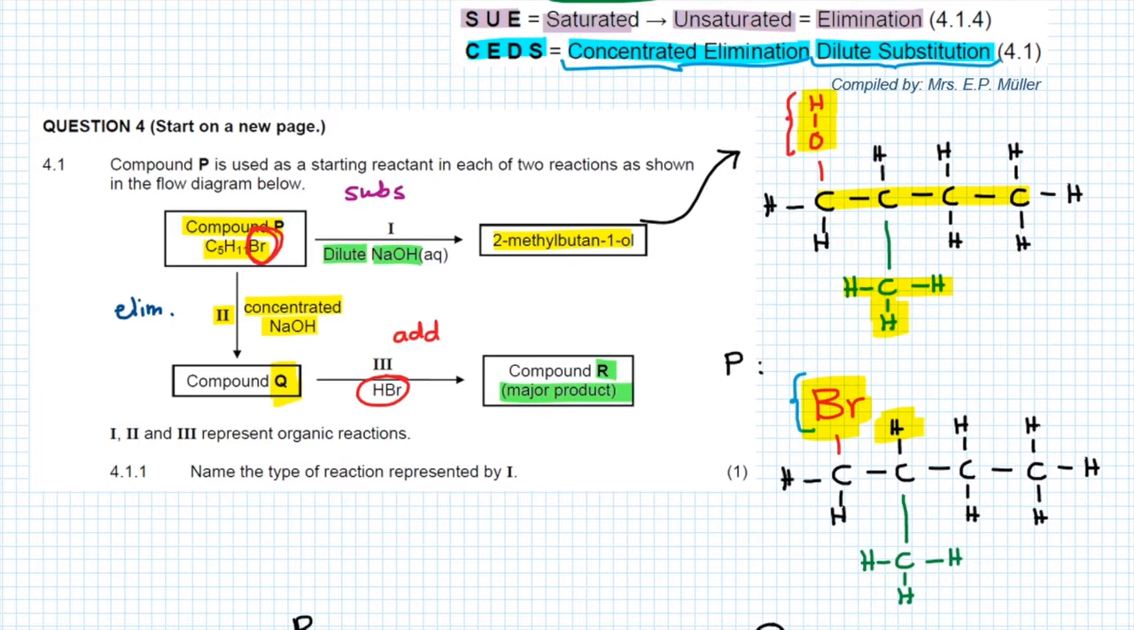Now that we have looked at the flow diagram and filled in all the gaps, let's look at question number 4.1.1. It says, name the type of reaction represented by reaction number 1. We already know this is a substitution reaction. So we write down the word substitution, and for that we're going to get 1 mark. If you'd like to, instead of substitution, you can write down the word hydrolysis, but always write down the version that you're most certain of.